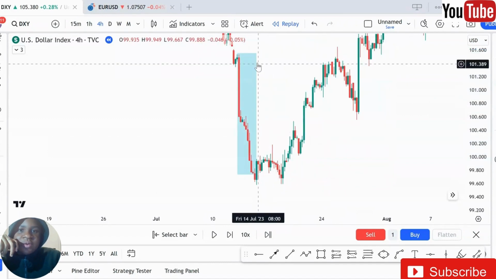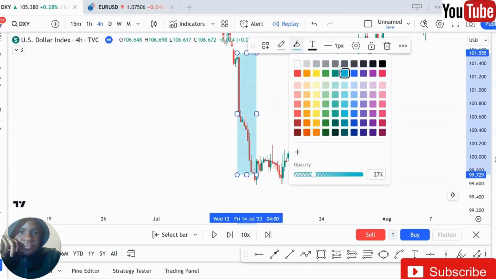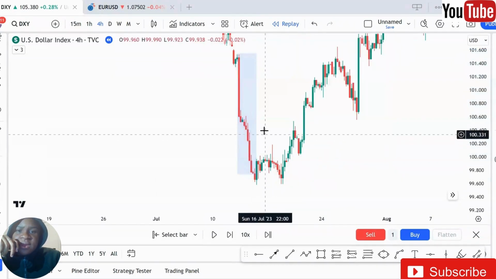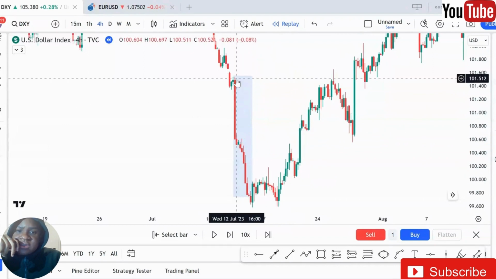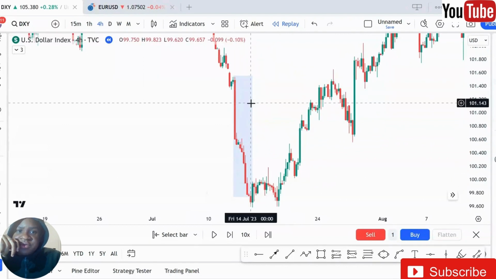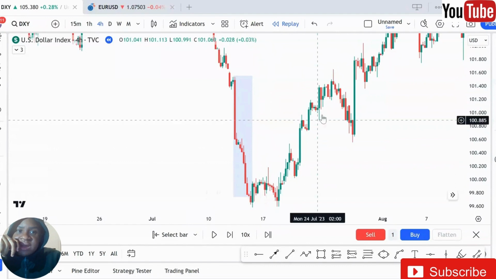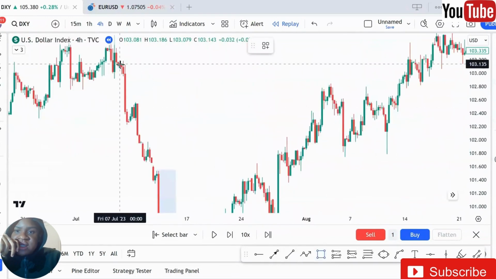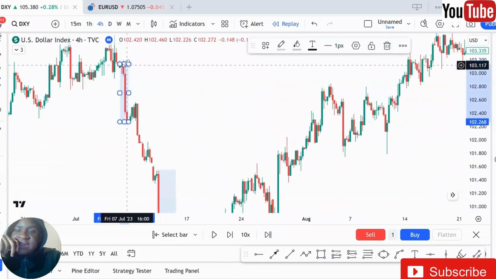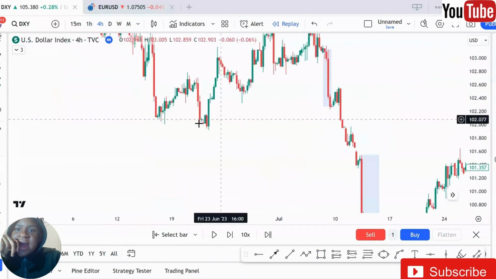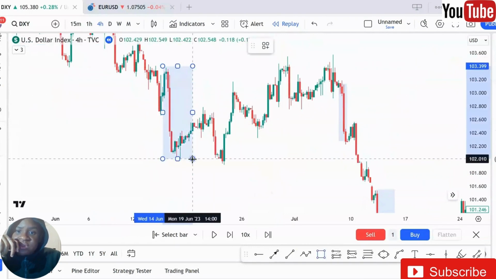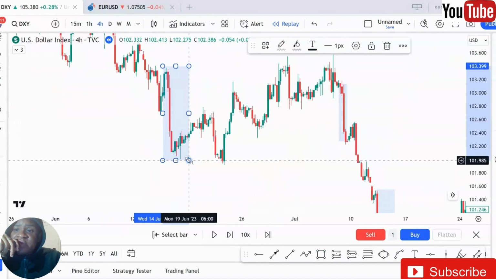Okay, now you can see what happened here. Sorry about the color. There was a liquidity void being created, and what happened here? Price came and corrected those areas. You can see here again, there was a liquidity void, and what happened? Price came and corrected those areas. As long as you see a liquidity void, price always comes to fill those areas up. It can be used as a point of entry, and it can be used as a point of take profit.